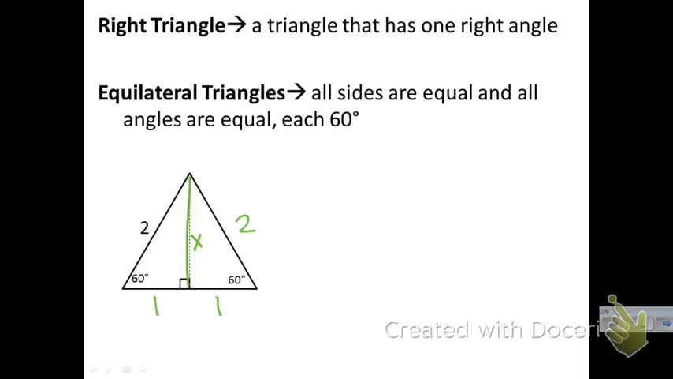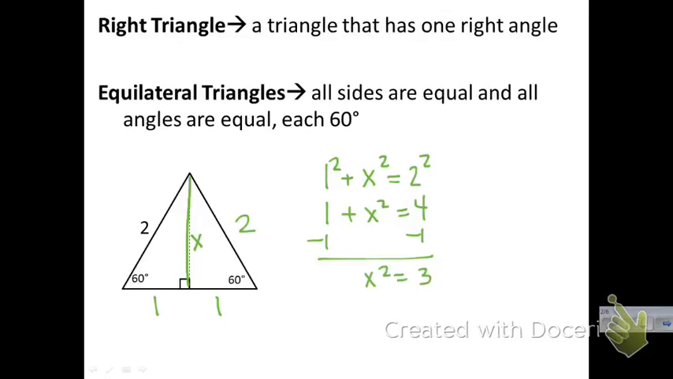But we can find that out by using the Pythagorean theorem that says 1 squared plus x squared equals the hypotenuse, 2 squared. So 1 squared is 1, 2 squared is 4. We'll subtract 1 from both sides, and x squared equals 3. Then to get the x by itself, or to eliminate that power, we have to do the opposite, which is to take the square root. And x equals the square root of 3.